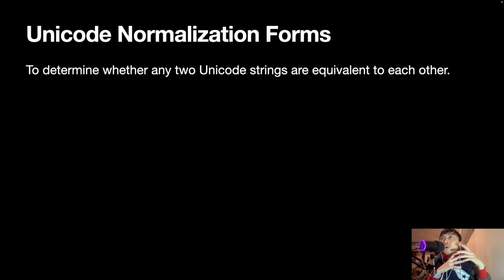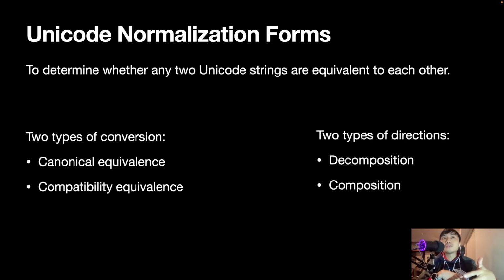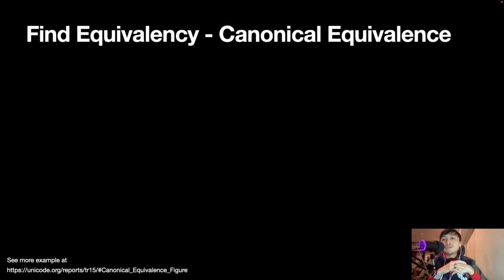This is a way to determine whether any two Unicode strings are equivalent to each other. And to do this, we are going to explore 2 types of equivalence: canonical equivalence and compatibility equivalence, and also 2 types of directions: decompositions and compositions. So we have to find the equivalency of the two strings, right?